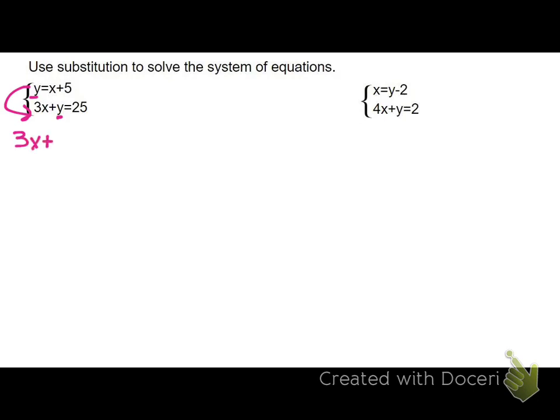3x plus, now when I go to substitute, I put parentheses in place of where the variable should have been, and what I'm substituting for is y, and it said y equals x plus 5, and then that's still going to equal what? 25. Okay, this is just solving equations here. Now, this parenthesis around the x plus 5, do I need to do anything with it? Does it mean anything at this point? No. So honestly, I can get rid of that set of parentheses if I want to.